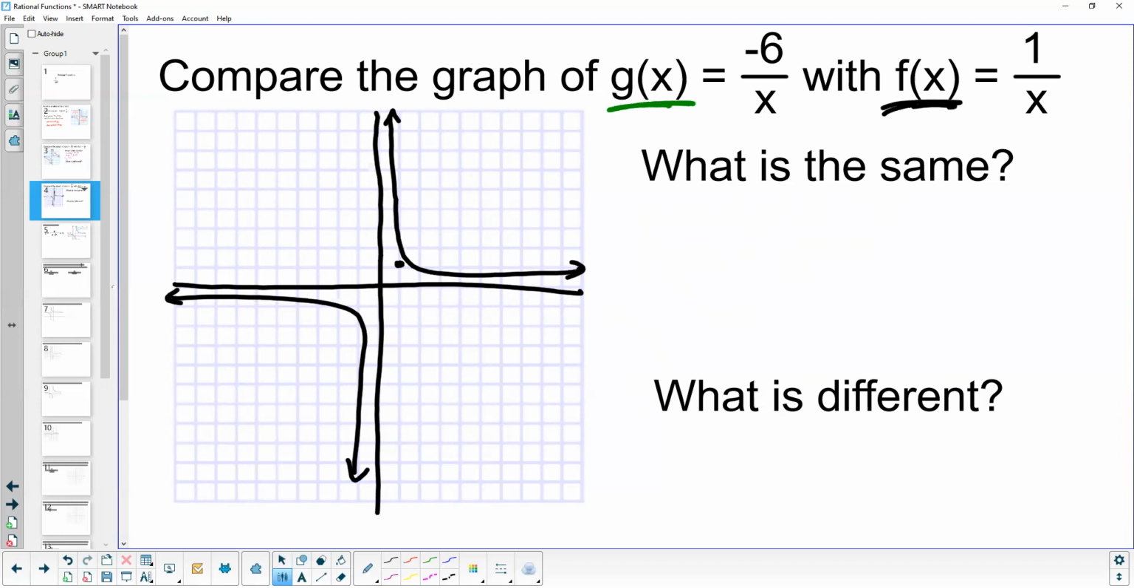In green, we're gonna graph this other one, this -6 over x. So how can we decide what to put in? Well, I can't put 0 in. What happens if I put a -1 in? Well, I'm actually gonna get the number 6.